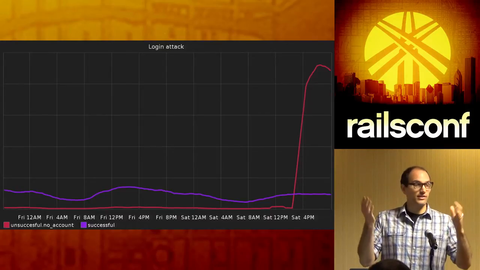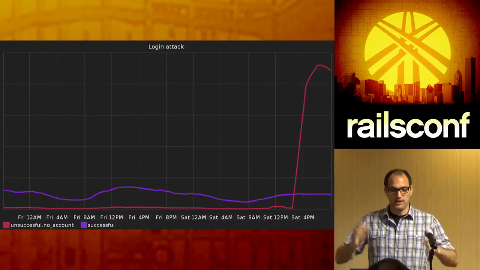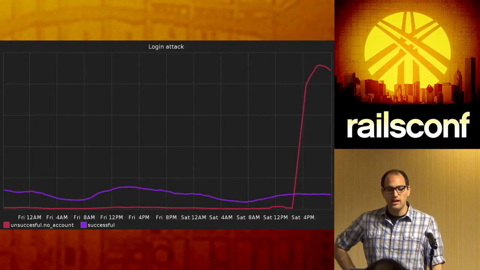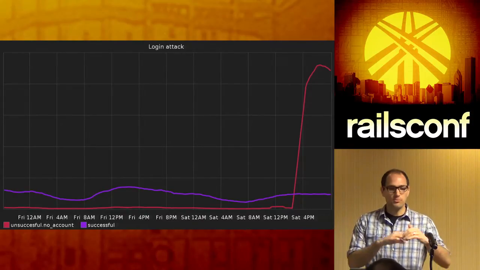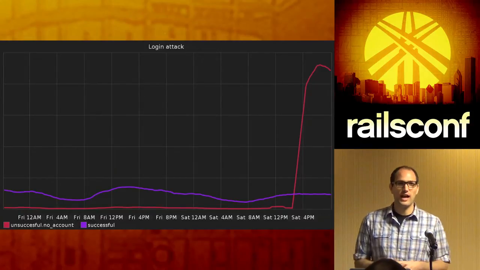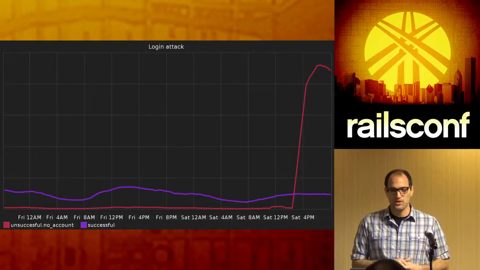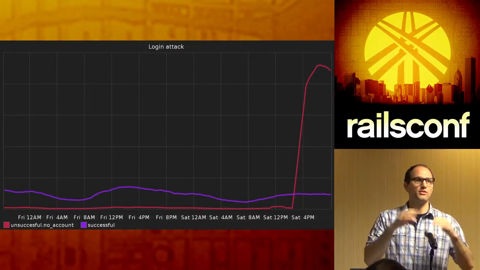So as the ops guy, this is on my plate. I'm like, okay, I gotta stop this. This is bad for the site. So I wrote a pretty nasty before filter for our login action that keeps a counter in Memcache, and if it's too many, it gives them an error page.